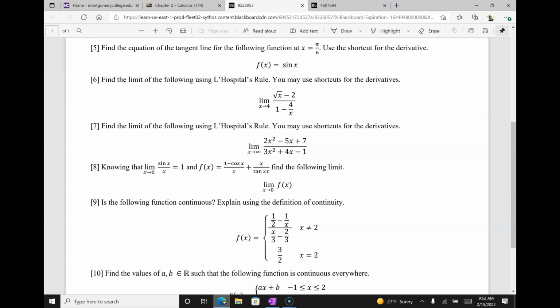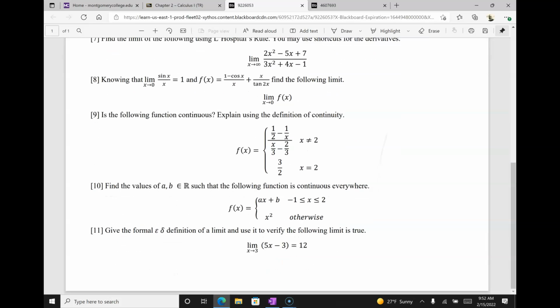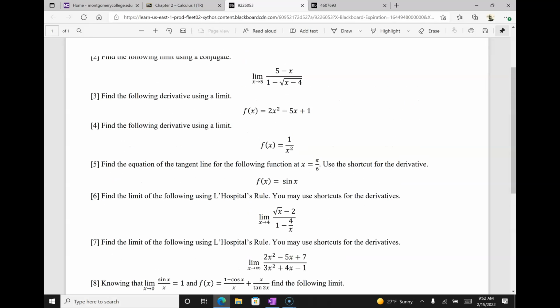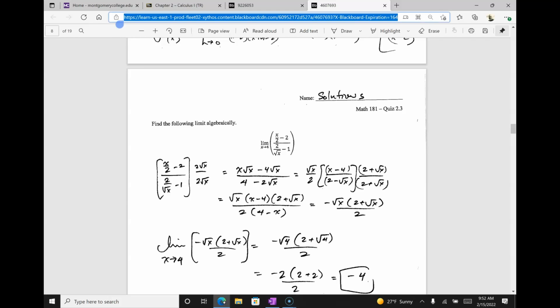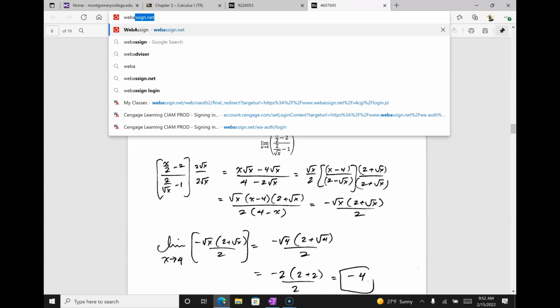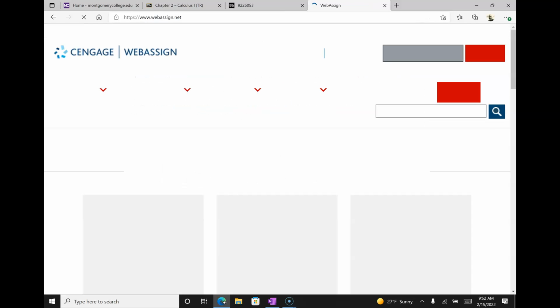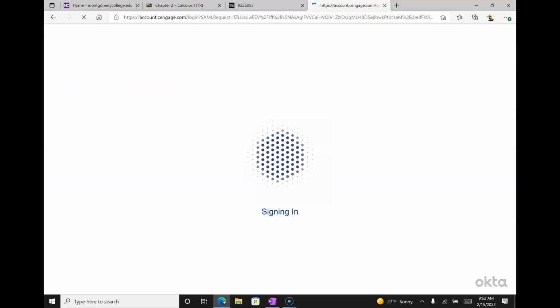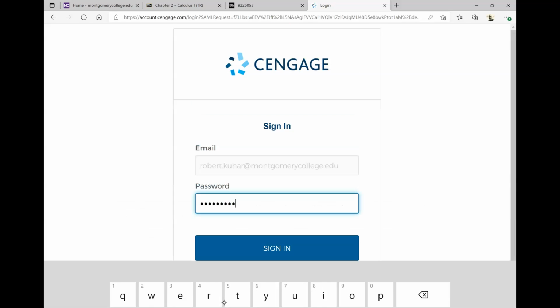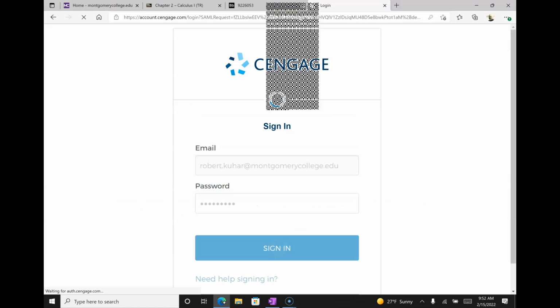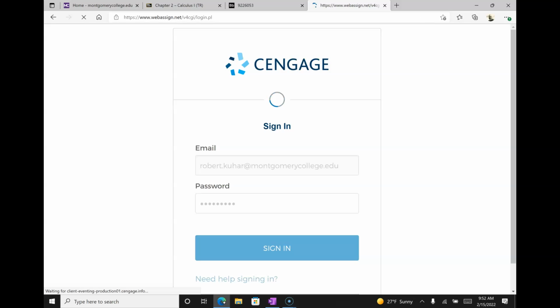So let me see if I got one here. No, I don't. Let me do one from... You don't mind if I do one of your homeworks, do you? I mean, it's not homework. It's in WebAssign, right? I got all my passwords saved. If I get hit in the head, I'm in trouble.